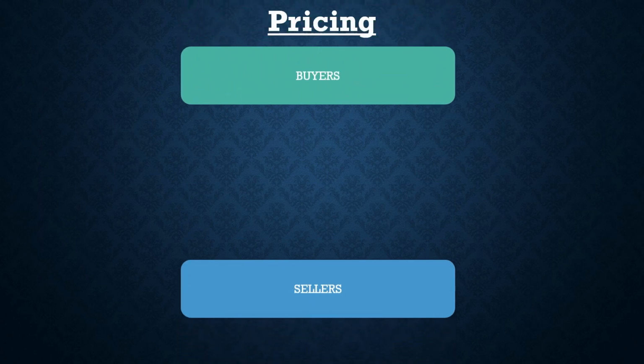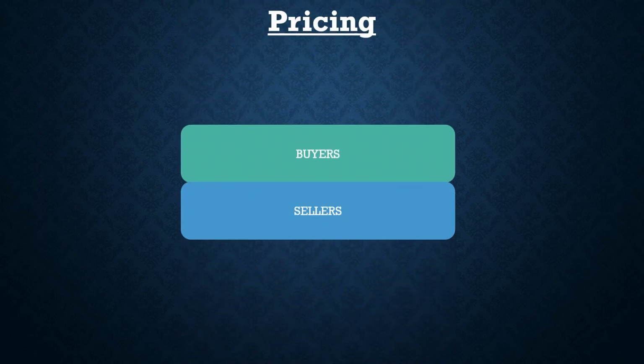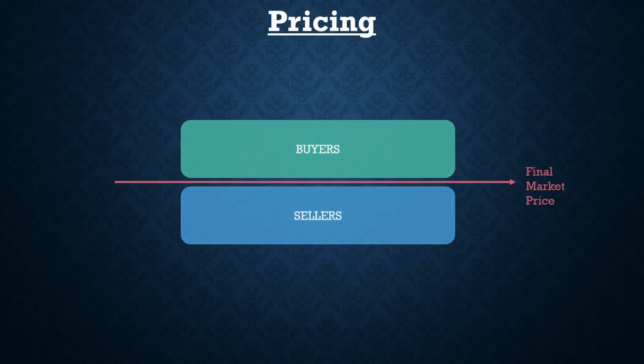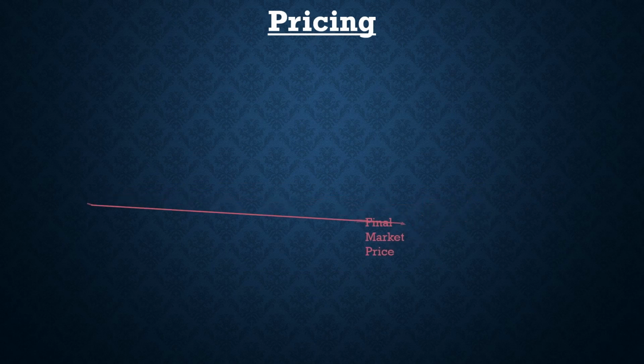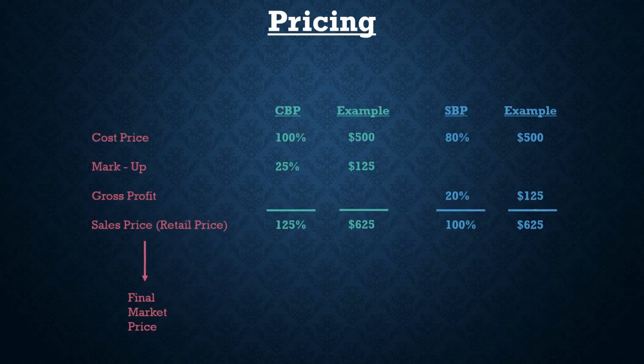When the buyers and sellers in the market reach agreement on a price, they establish a market price. This represents the agreed average price between all the buyers and all the sellers. In our previous example, the sales price or retail price represented the final market price.